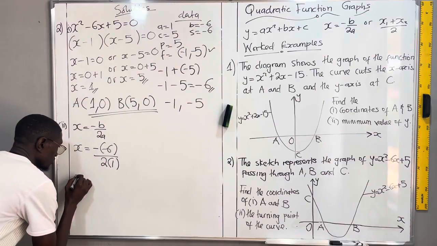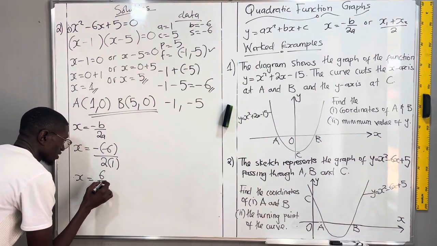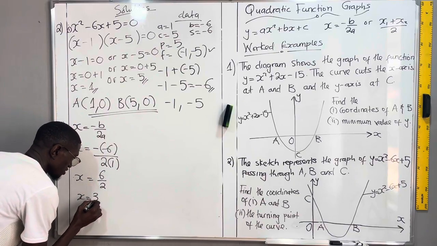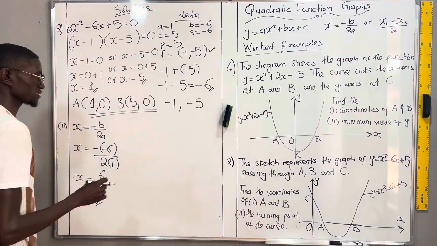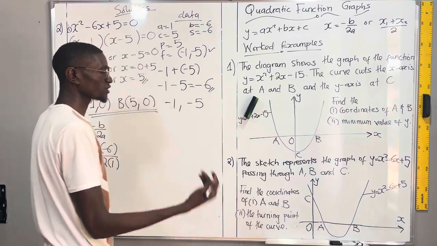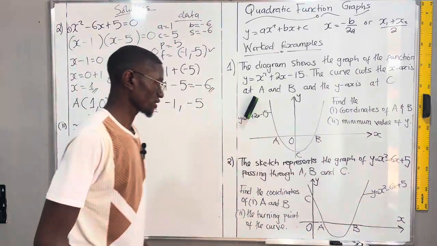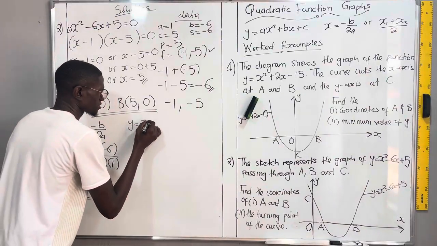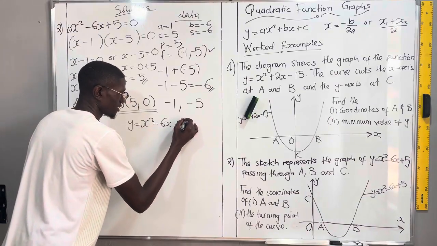You close, and then we're going to say x is equal to negative times negative gives us a positive. Okay? 2 times 1 gives us a 2. X is going to be what? 3. 6 divided by 2 is a 3. Now that we have found the x coordinate, we now need to use the original formula for the curve, or the equation of the curve, which is this one. So we're going to say y is equal to x squared minus 6x plus 5.